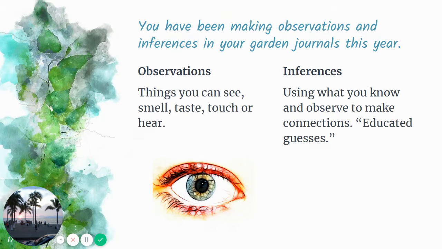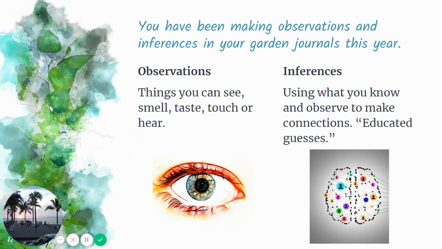Okay, an inference is using what you know and observe to make connections. A lot of students knew the word educated guess, and yes, those are pretty much the same thing. It's where you're drawing conclusions, another term you hear in school. Inferences, drawing conclusions, educated guesses, those are all the same type of thing. You're using the information you have to have a thought about it. So we drew a picture of a brain in our garden journals to represent that.